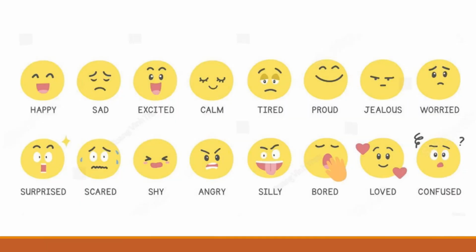And here we've got an example of all the different emotions that children may feel when involving themselves in social activities that involve other people. They could be happy, they could be sad, they could be excited, they could feel calm, they may feel tired, they may feel proud, they may feel jealous, they may even feel worried or surprised or scared. They could also possibly feel shy or angry, or they could feel silly or bored, confused, or even loved. And that is what is being displayed in these various little emojis.